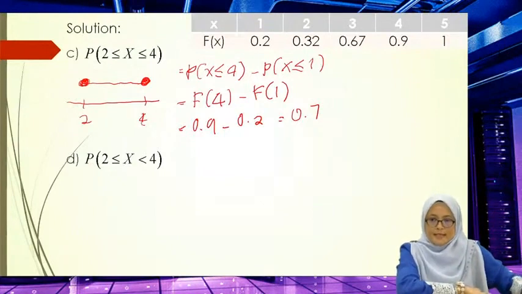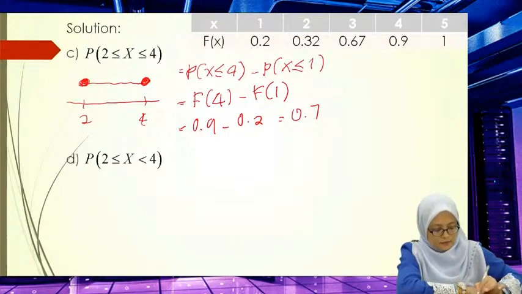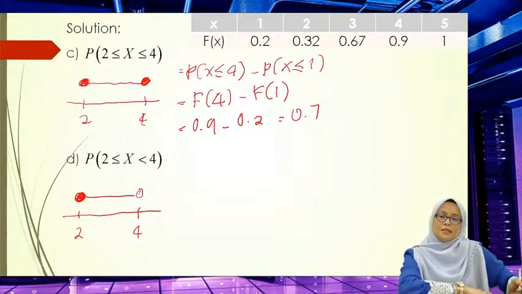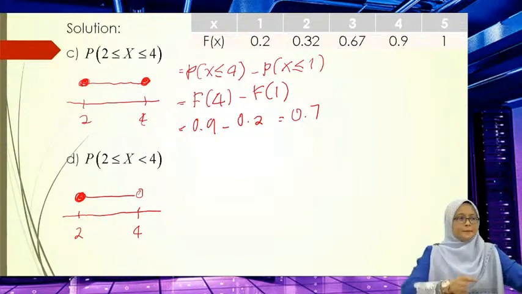The next, X is in between 2 to 4. So 2 is include, 4 is not include. So 2 is include, then circle, 4 is not include, empty circle. Okay, so kita punya formula akan jadi apa?